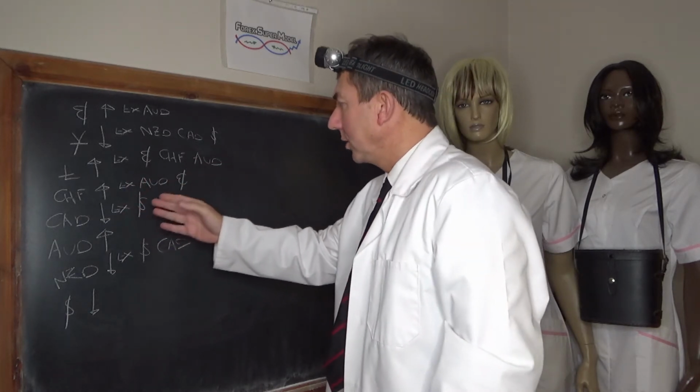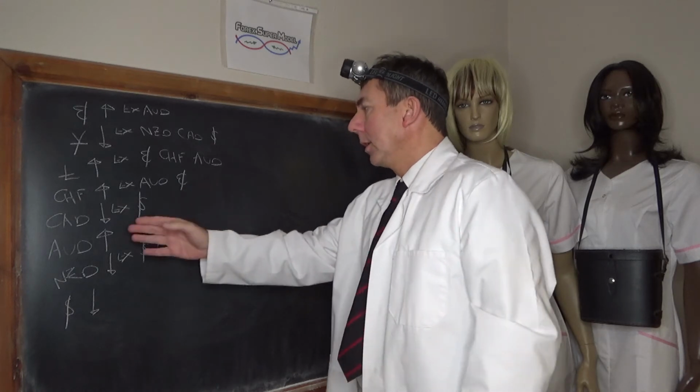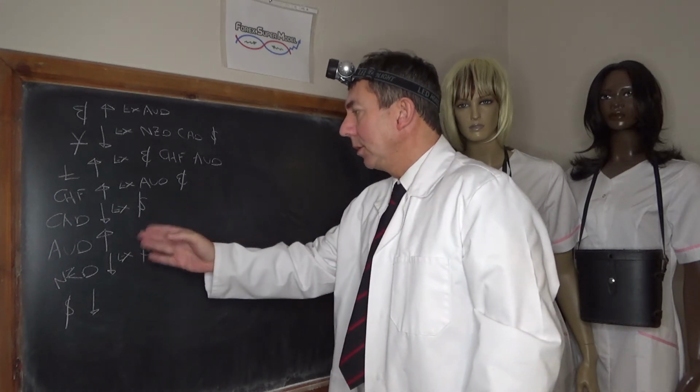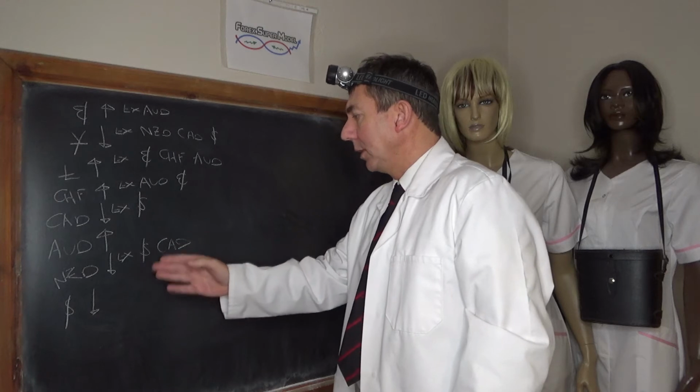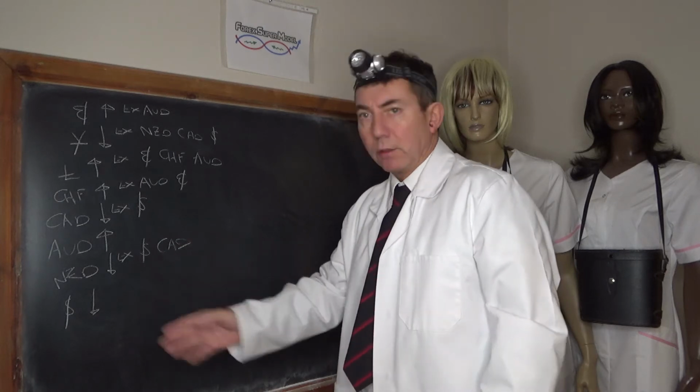The Swiss is strong except against the AUD and the euro. The CAD is weak except against the dollar. The AUD is strong across the board, and the NZD is weak except against the dollar and the CAD, and the dollar is weak across the board.